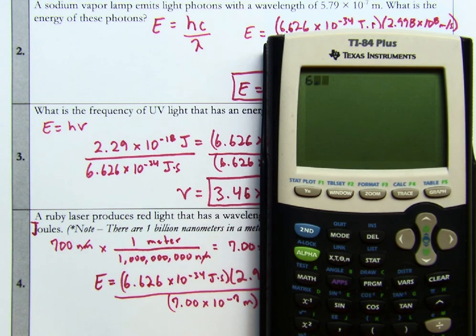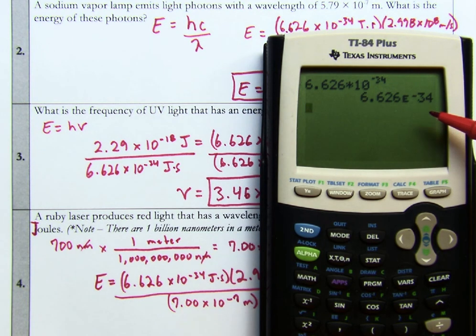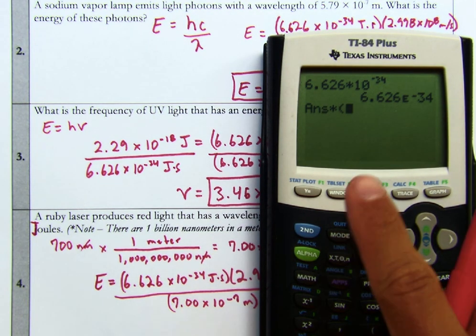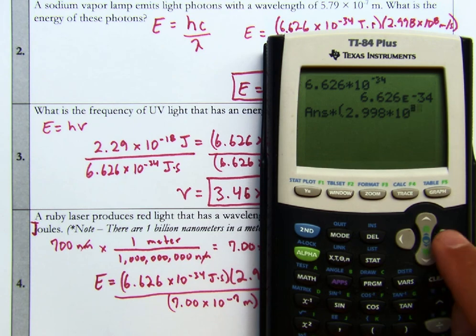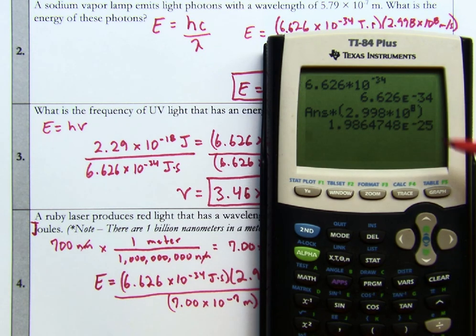Okay, 6.626 times 10 to the negative 34. Okay, so that's Planck's constant. It gets multiplied by the speed of light. So open parentheses, 2.998 times 10 to the 8th, close parentheses. Okay, so this is the number you get when you multiply Planck's constant and the speed of light. And that'll be the same every time. And that's now going to get divided by our wavelength in meters, which is 7, put the zeros in there, they don't need to, but 7 times 10 to the negative 7, close parentheses. And we get our answer.